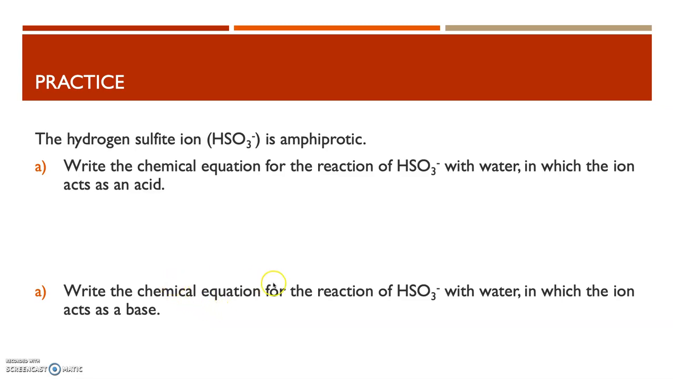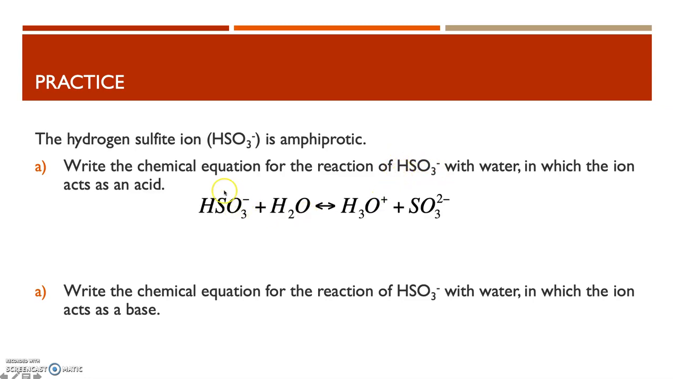So we need to write the chemical equation for the reaction of the hydrogen sulfite ion with water, in which the ion acts as an acid. So we need to pay attention that this ion is going to act as an acid. On the reactant side, we're going to have HSO3 minus plus water, right? React with water. And then this ion is going to act like an acid. So if you remember our Bronsted-Lowry definition, the acid is going to donate a proton. So on the product side, this is going to be the same molecule except for the lack of a proton.